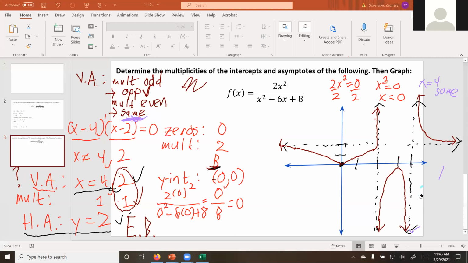And if you were to throw this into Desmos or a graphing calculator, kind of cycling back to Courtney's question, it wouldn't have these asymptotes. You wouldn't see any of these dotted lines that I drew in. It would just look almost like that.